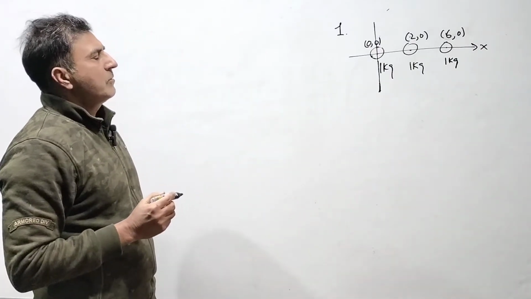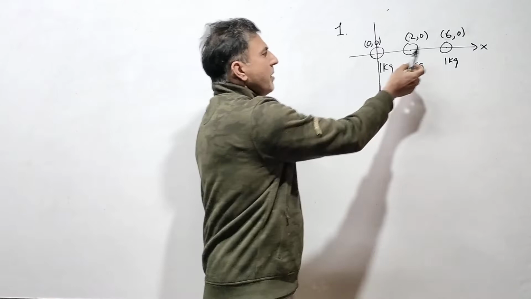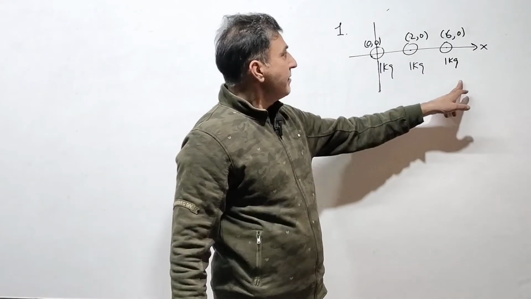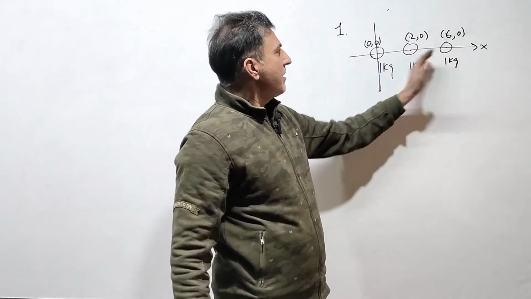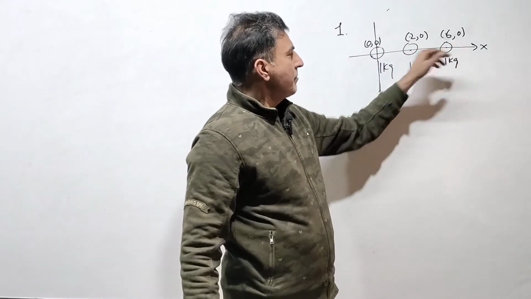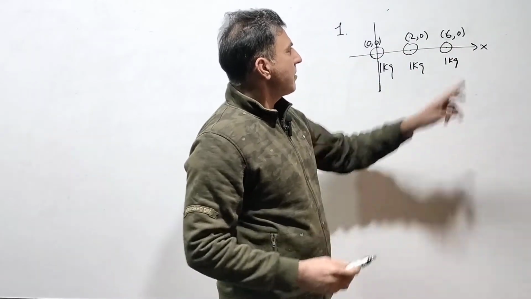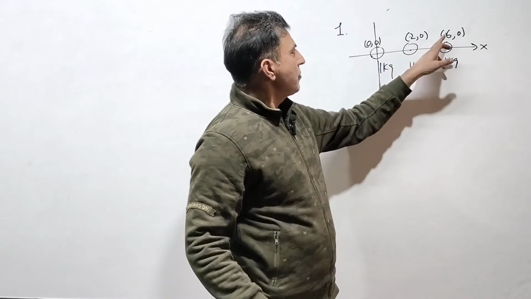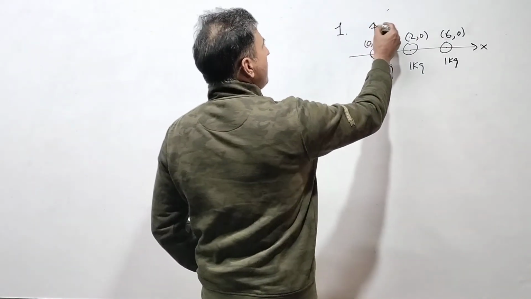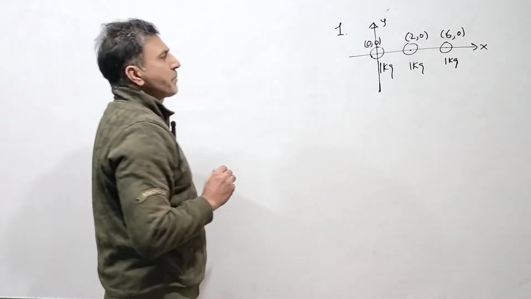These are three masses just on the x-axis, and all the three masses have the same mass, 1 kg, 1 kg and 1 kg. Their coordinates are given as 0 0, 2 0, 6 0, because it is on the x-axis. Therefore the x coordinates are 0, 2, 6 and the y coordinate is 0, right? So how to locate the center of mass?